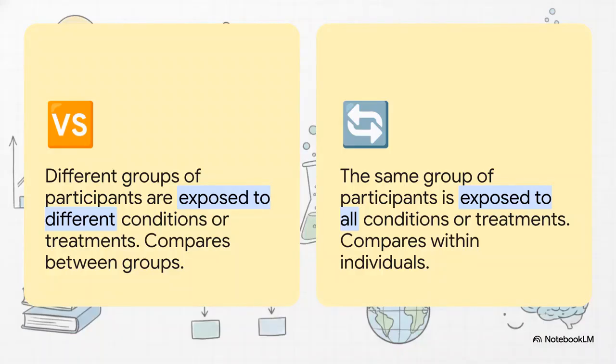Now, even within experiments, there's another choice to make. You can run a between-group design, where you have, say, one group get a new medication and a different group get a placebo. Then you compare the results between those two groups. Or you could do a within-group design. Here, the same group of people takes a test, then gets some kind of training, and then takes the test again. You're comparing each person's score to their own previous score.